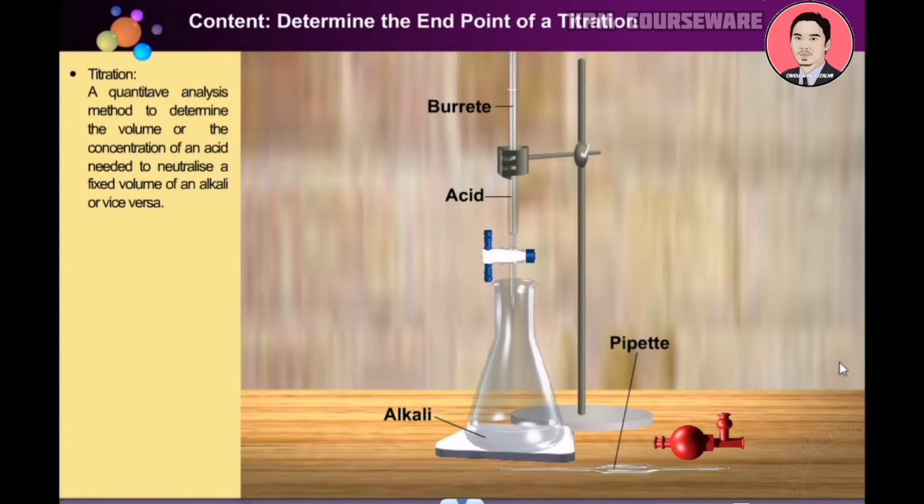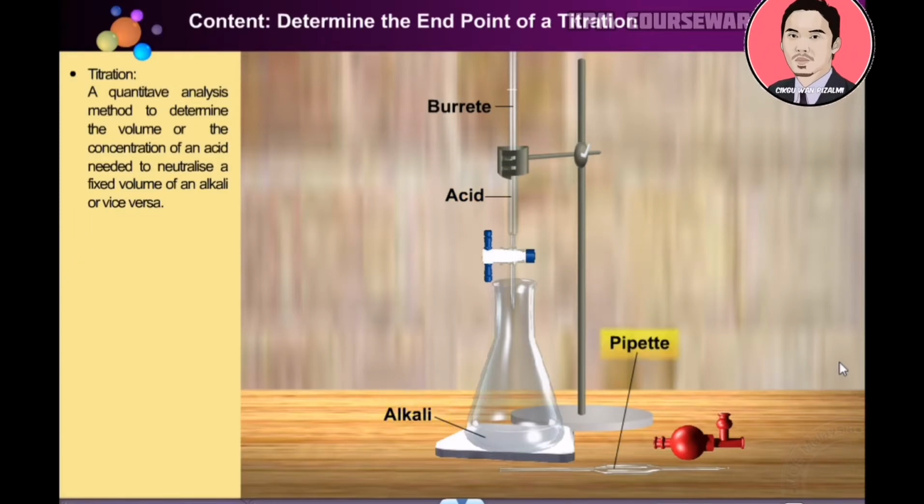Titration is a quantitative analysis method to determine the volume or the concentration of an acid needed to be neutralized by a fixed volume of an alkali. In this method, all materials must be accurately measured. Thus, a burette is used to add acid into an alkali in a measured way. The alkali then is accurately measured and transferred into a conical flask using a pipette.